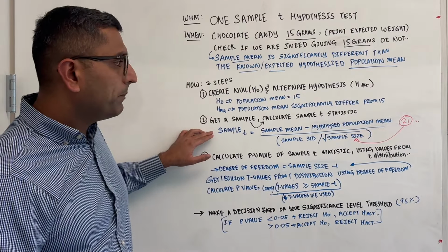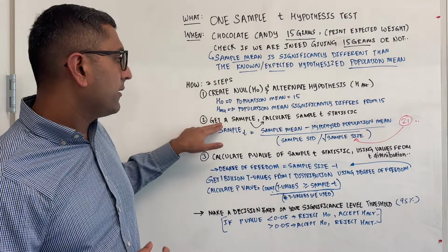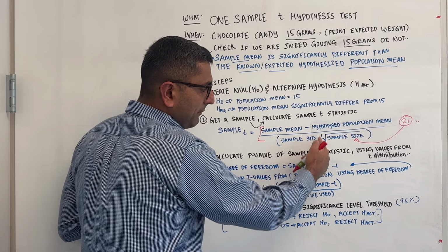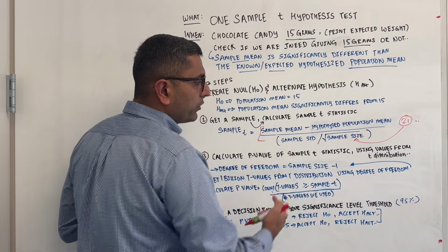So what we do is we pick samples and we calculate a t statistic. The sample t is the t statistic for our sample. We calculate it using this formula, which is basically the sample mean, once I've taken the sample, minus the hypothesized population mean, which is what we assumed, divided by the sample standard deviation, which is the variance that I observe, and the sample standard deviation divided by the square root of the sample size.